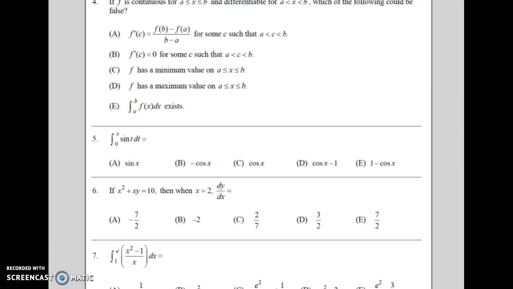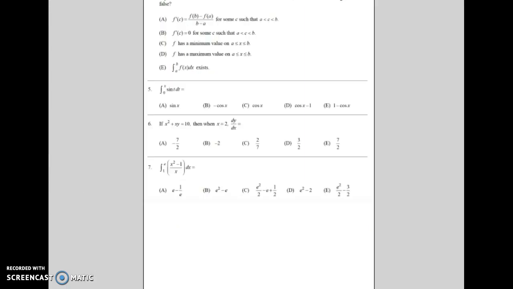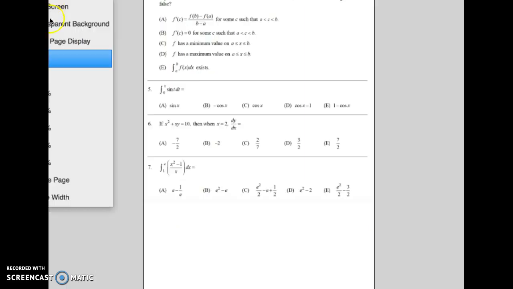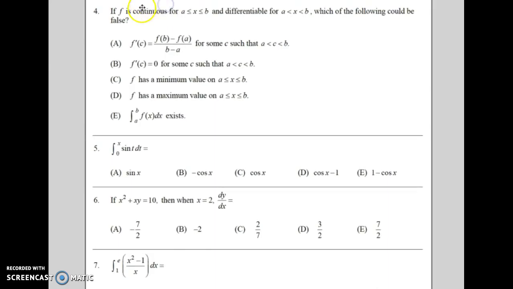Looking at the questions, let me zoom out a little bit. All right, go back. If we look at question 4, some students asked about continuous and differentiable. Basically, answer choice A is the mean value theorem, and this question is the setup for the mean value theorem.